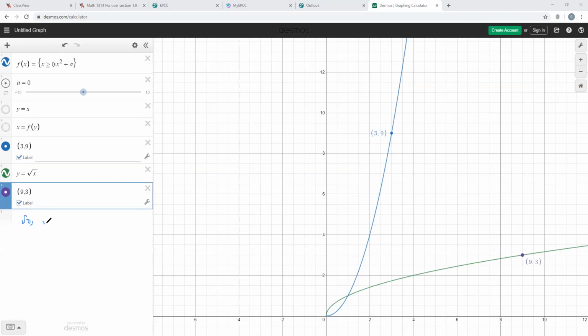So we know that (3, 9), the ordered pair (x, y), is on the graph. It's on the function f.